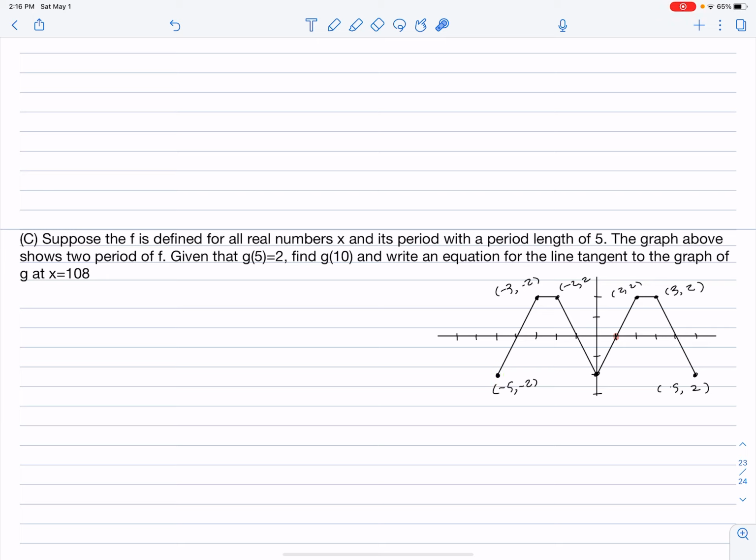This is 5 units away. Then it repeats 5 units away. It's going to repeat 5 units away. You can't see my hand, it's off the thing, but hopefully you get the idea. So we got to find out a couple things.